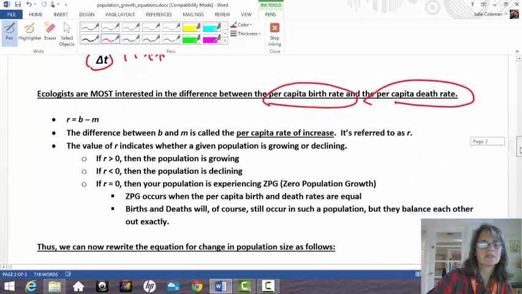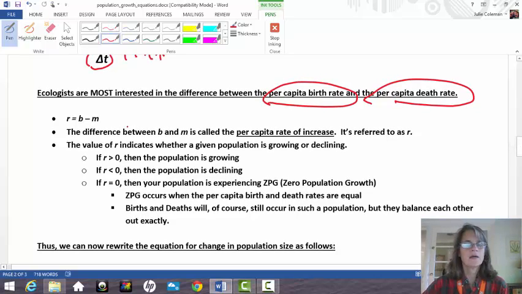And that's an obviously simple little equation, okay? It is this one right here, the per capita rate of increase or decrease, as the case may be, is little r, okay? So it's the difference between the per capita birth and the per capita death rate, okay? And the value of r is going to basically show you whether that population is growing or declining.